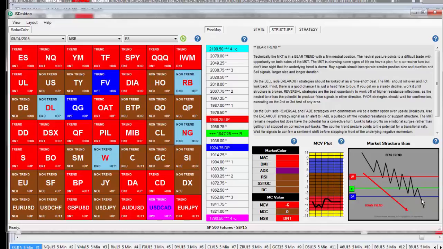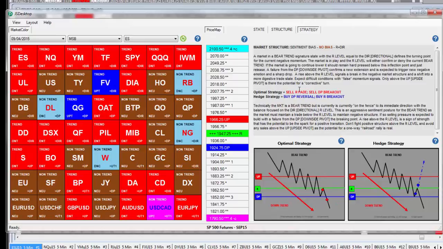So this is a pretty dynamic market state. We still have good follow-through potential, so we're negative below this 1947.25 level. Our optimal strategy is to fade momentum into the R level, so fade it into 47.25, or accept a DP breakout. So we're looking for fading momentum into the R. That's the optimal, and if we get a breakout below the DP, to press it.